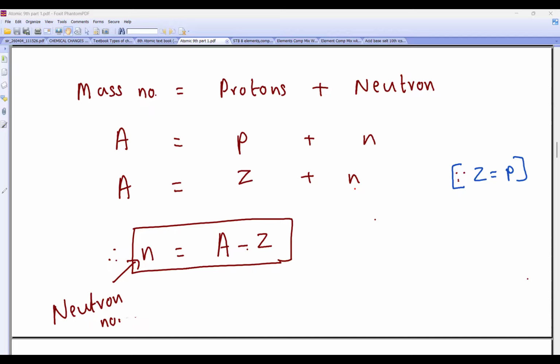Neutron number. This is your neutron number. Any difficulty here? Now in the exam, I will give you one sum wherein I will give you atomic number or mass number and then I will tell you to find the neutron number. Chalo. 1, 2, 3. Start. Done, done, done.